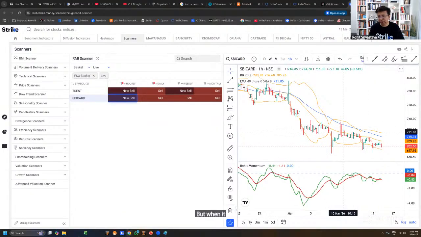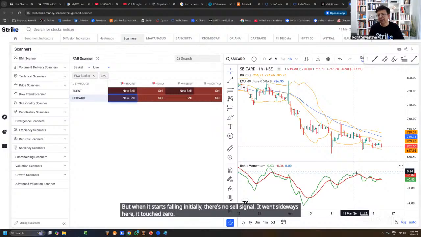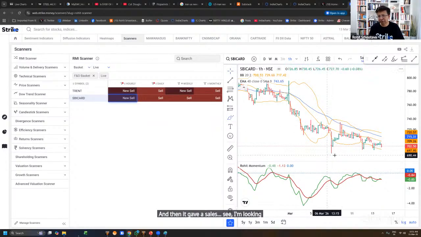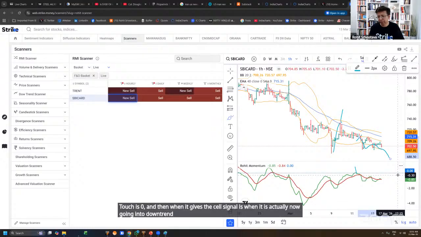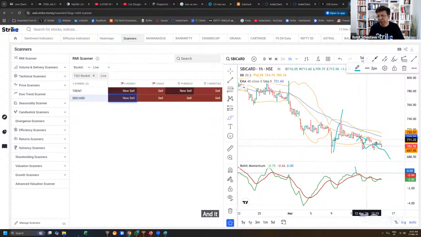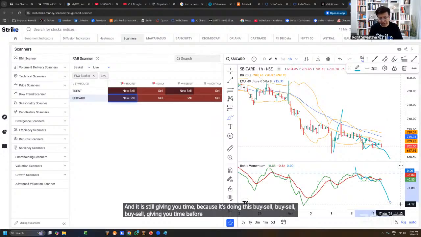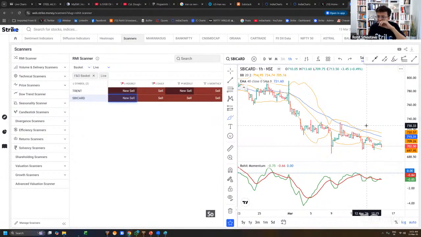But when it starts falling, initially there's no sell signal. It went sideways here, it touched zero, and then it gave a sell. See, I'm looking at everything. It bounced, looks good, touches zero, and then when it gives a sell signal is when it is actually now going into downtrend. And it is still giving you time, because it's doing this buy, sell, buy, sell, buy, sell, giving you time before it accelerates on the downside. So you still have an opportunity. So very quickly, I found two ideas.